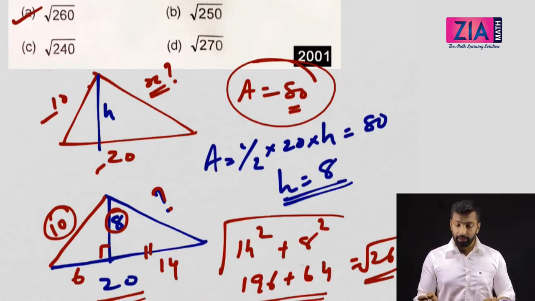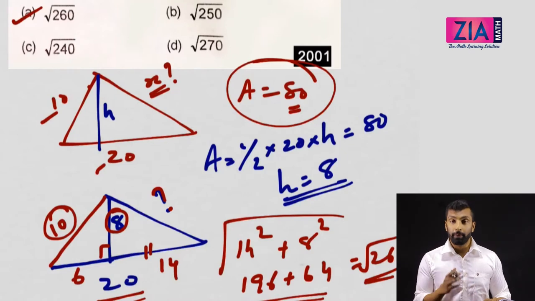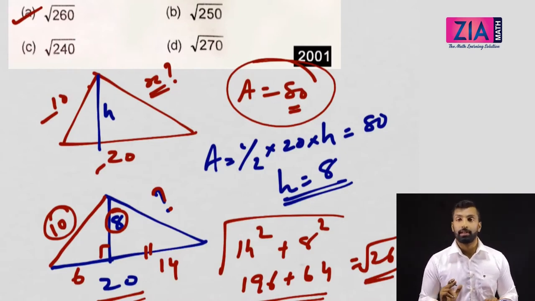See, basically nobody will think in this way to drop a perpendicular. The moment you see this question, if you can drop a perpendicular and solve it this way, this is going to be the easiest question. Otherwise, you'll take a lot of time. Obviously, you'll get the answer, but you'll take a lot of time.